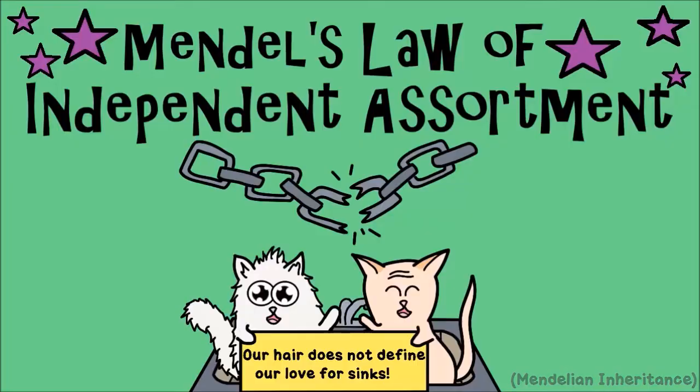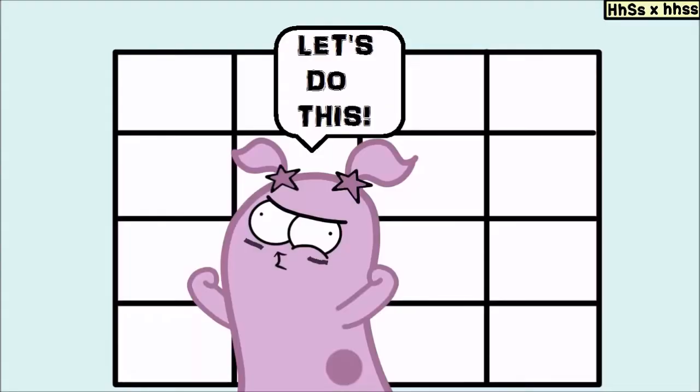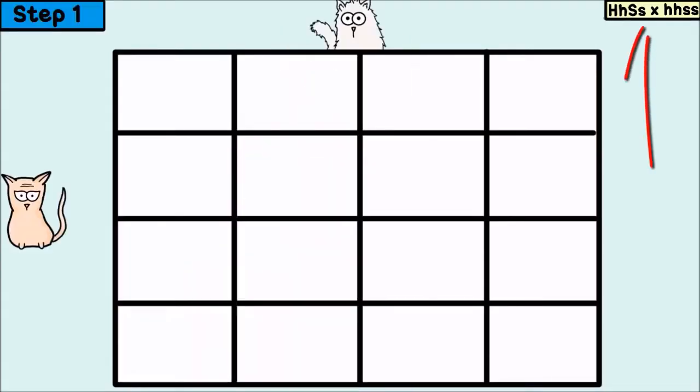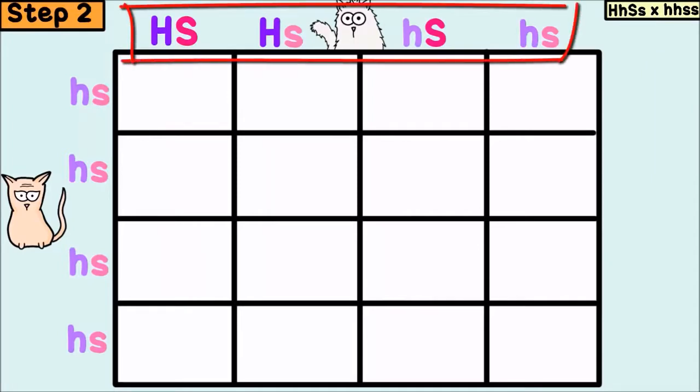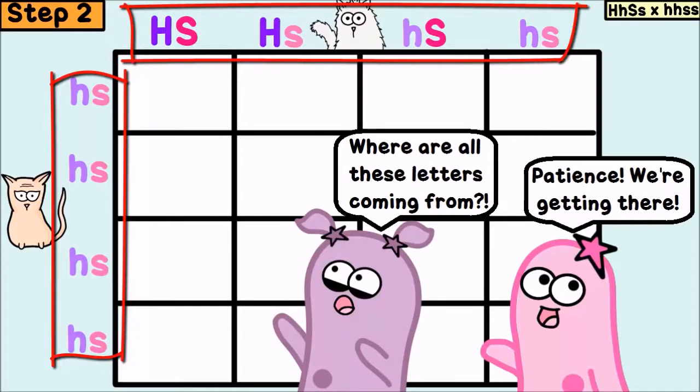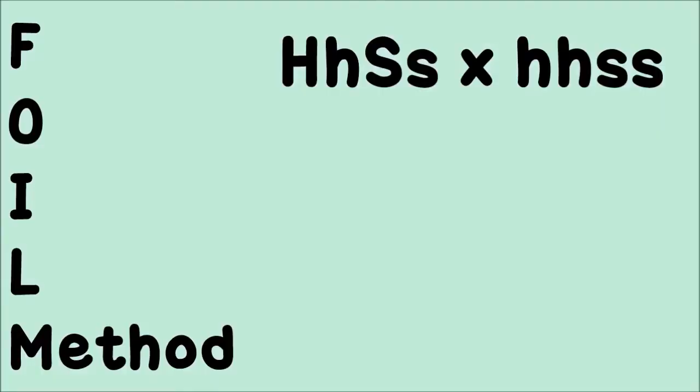It rhymes. So let's work out a dihybrid cross here. Step 1, write the parent cross with your 16 square Punnett square. Step 2, we have to get the gamete combinations from the parents. You know, what we write along the top and the side of the Punnett square. We really like the FOIL method to come up with these gamete combinations, but this is not the only way you can do this. We just like this way.